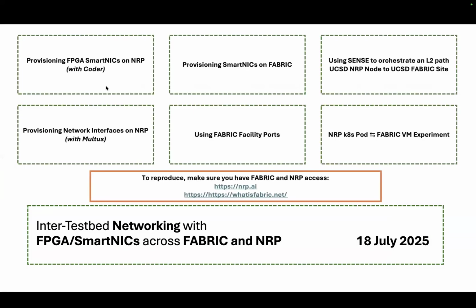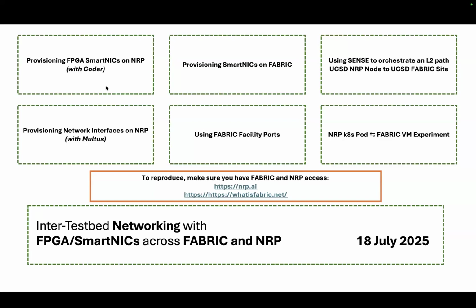Some of the things we're going to cover are provisioning FPGAs and SmartNICs on NRP. We do that over a graphical user interface web service called Coder that allows us to provision those FPGAs in a very easy, reduced-friction, smooth way. We'll also cover provisioning network interfaces on NRP with Multus, just like we did, and provisioning SmartNICs on Fabric, which is very similar to how we provision FPGAs on NRP, since it relies on similar FPGA models, with the Fabric testbed having Xilinx Alveo U280 FPGAs.